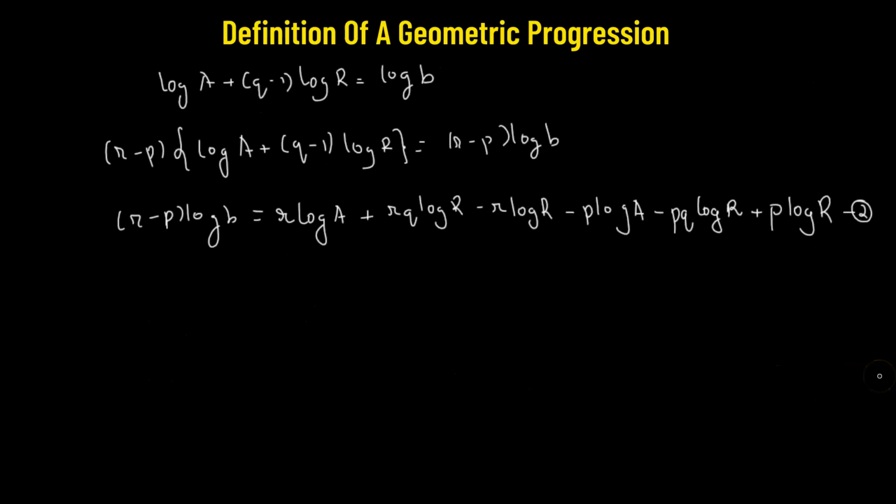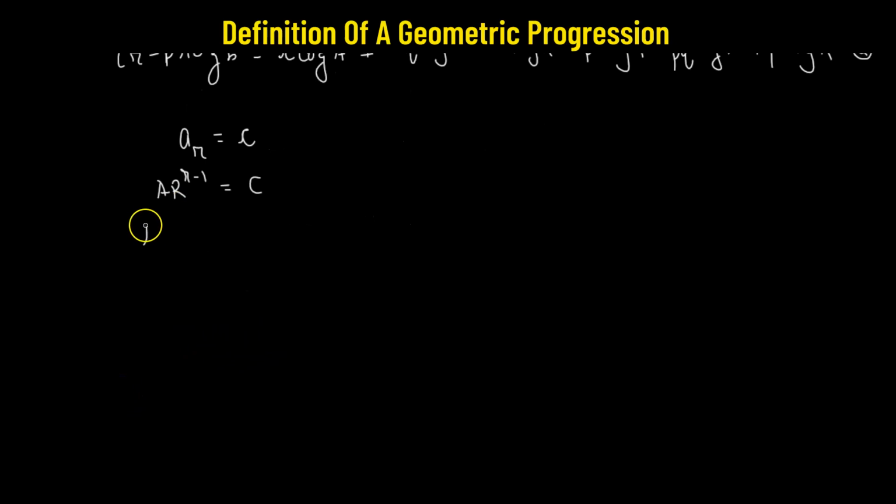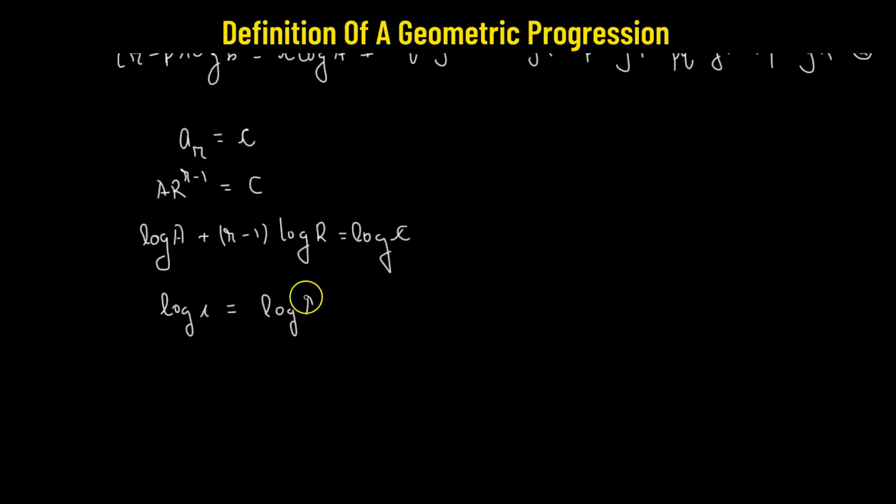And then we have the rth term. So our rth term is given by c, and we can represent it as a r raised to the power of r minus 1 equals c. So when we take the logarithm on both sides, we're going to get log of a plus r minus 1 times log of r. This will be equal to log of c.